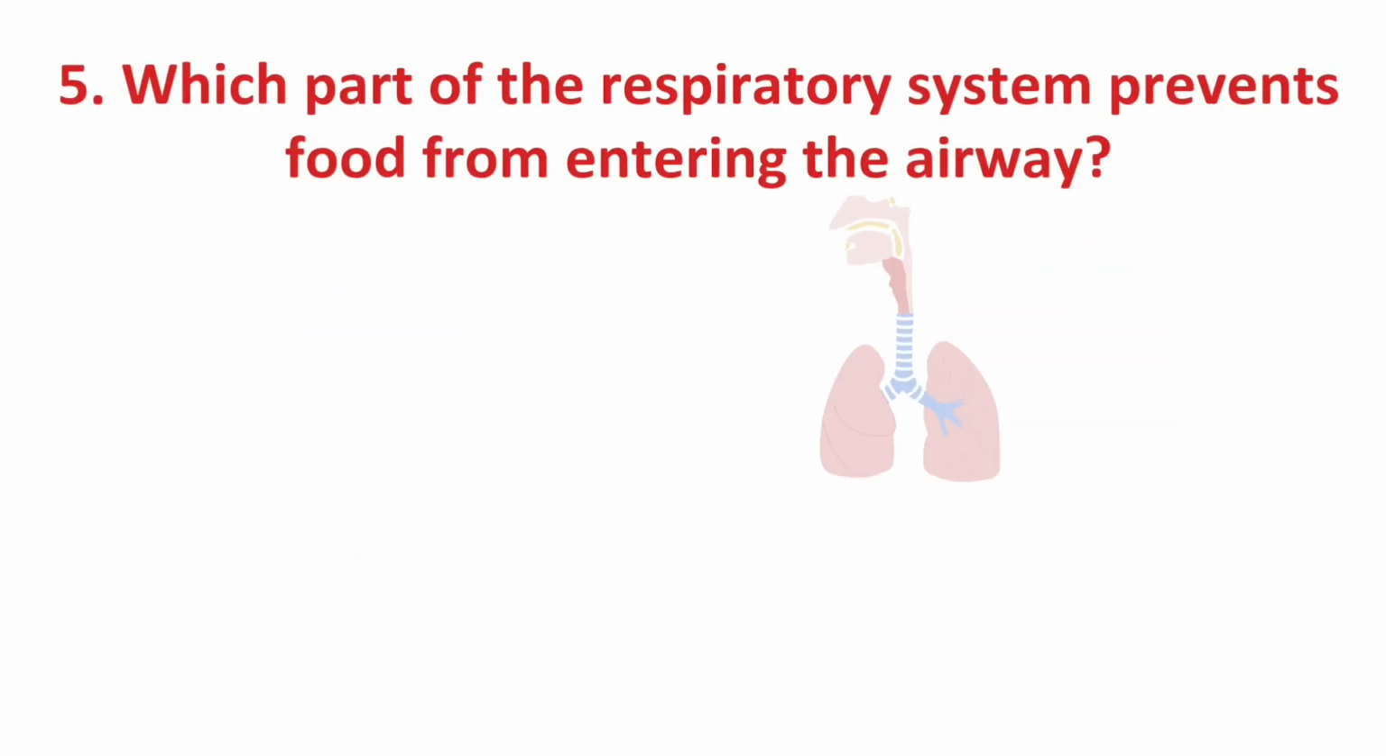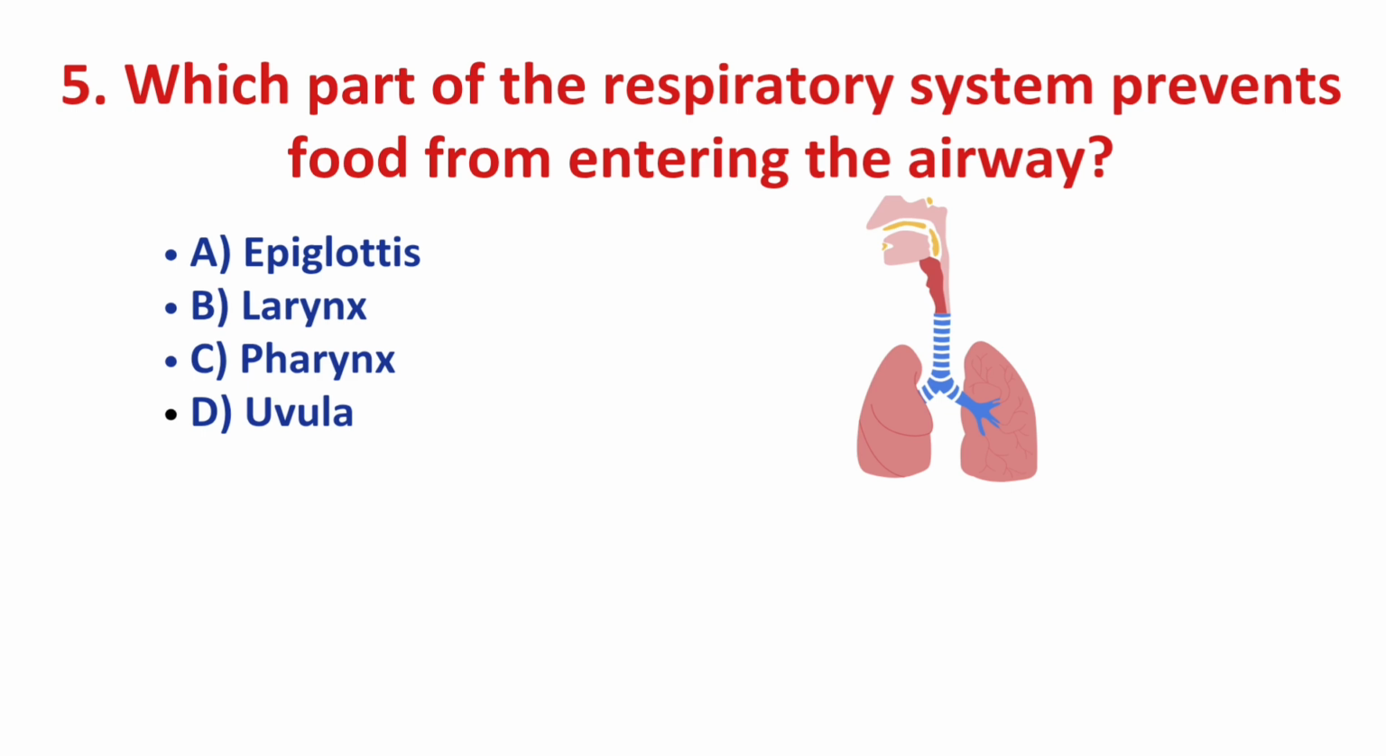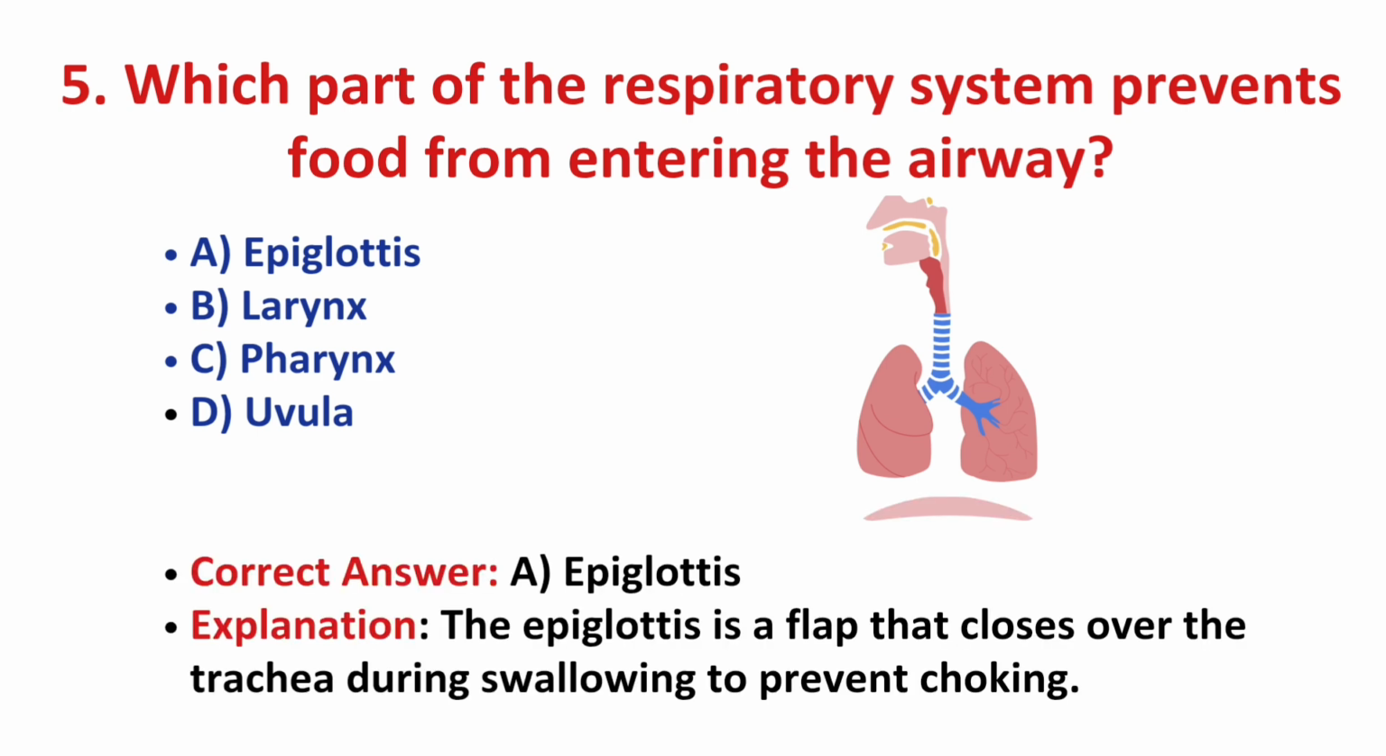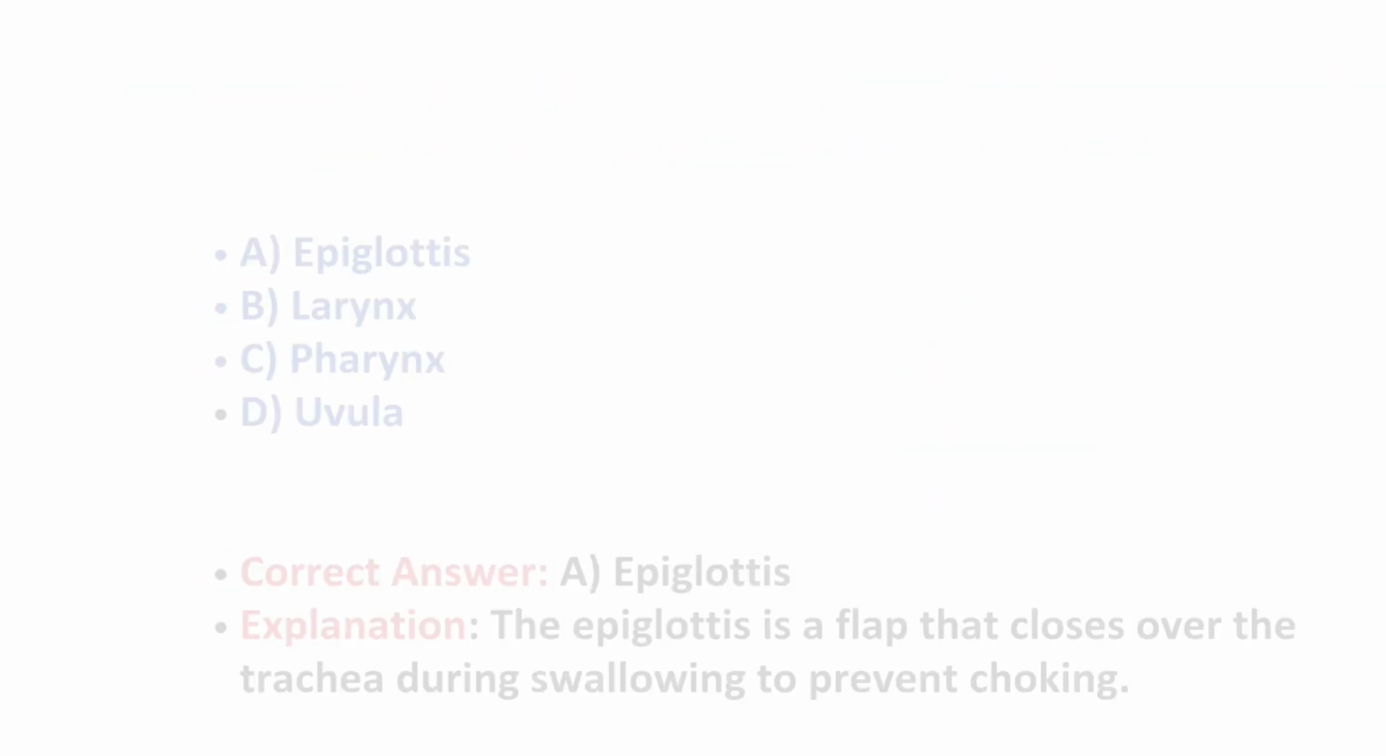Question number 5. Which part of respiratory system prevents food from entering the airway? Options are epiglottis, larynx, pharynx and uvula. And the correct answer is option A, epiglottis. Epiglottis is a flap that closes over the trachea during swallowing to prevent the choking of food. So the correct answer is epiglottis, preventing the food from entering the airway.